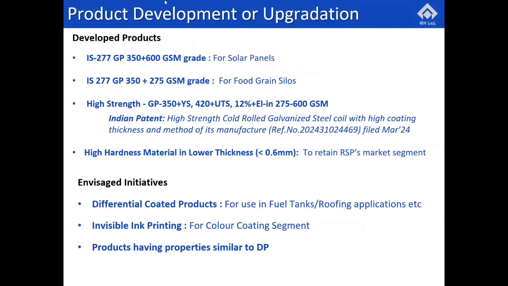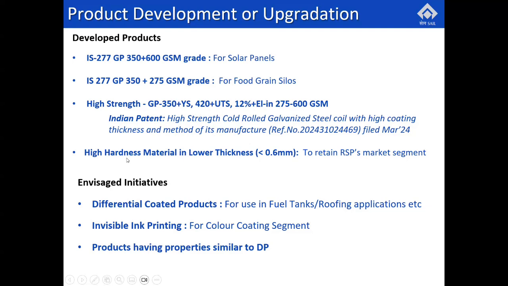Moving on to the product development and upgradation, some recently developed products, apart from the GI products that we make: we have supplied GP350 600 GSM for solar panel applications, GP350 275 GSM for food grain silos as an import substitute. We have also supplied high strength GP with 350 YS and 420 plus UTS with 12% elongation in 275 to 600 GSM. This is our patented product. We filed an Indian patent for this product in March 24.